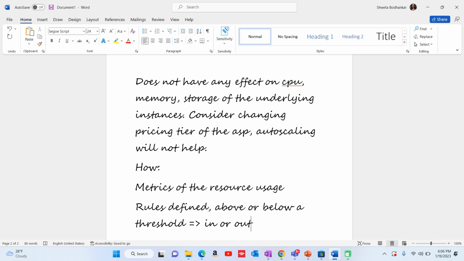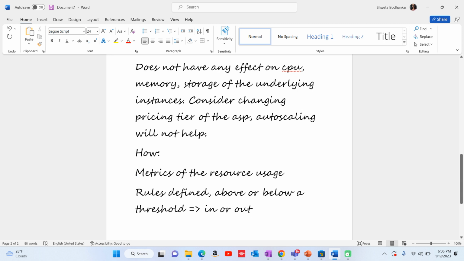We'll get into details as to how these metrics are captured, and how much time it really requires for the metrics to be realistic. Capturing a metric within a minute may not be realistic. So you need a particular duration for which you capture the metrics and then take the action. Let's get there as we proceed, but this is how auto scaling generally works.